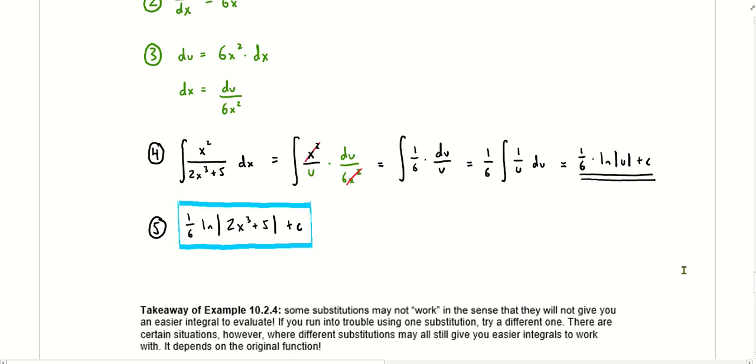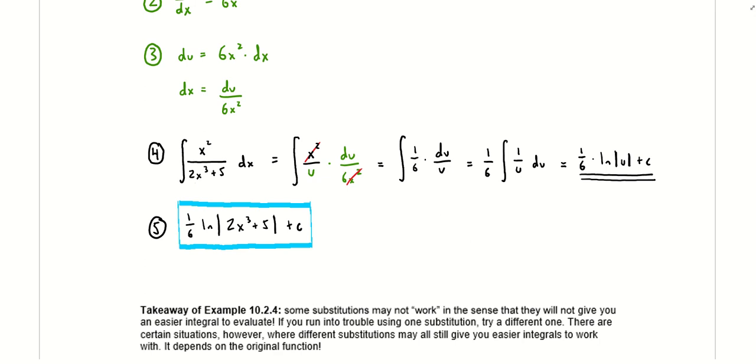And so the takeaway from this, just to demonstrate it in class before you see it in person, if you end up seeing it in person, is that some substitutions may not work in the sense they don't simplify things. They don't give you an easier integral to evaluate. So if you run into trouble using one substitution, don't worry about it. Just go back to the start, step 1, and pick a different u.